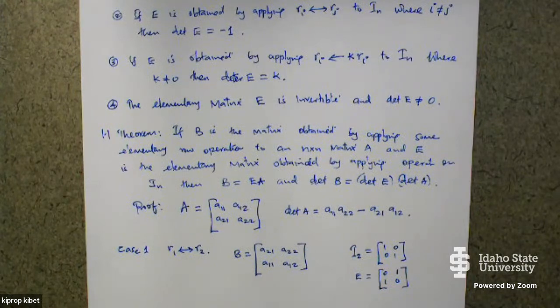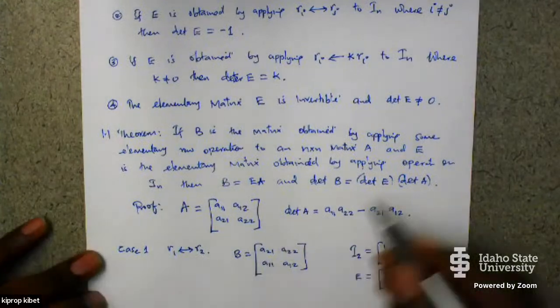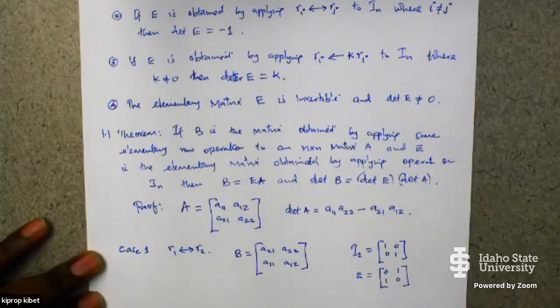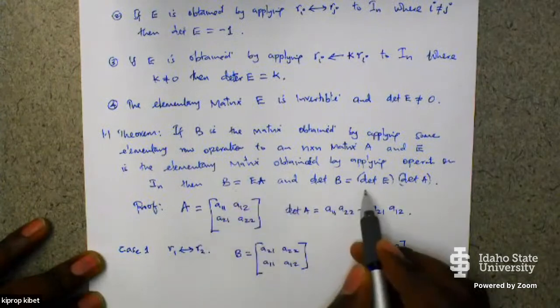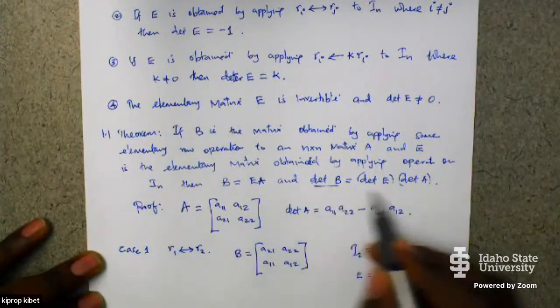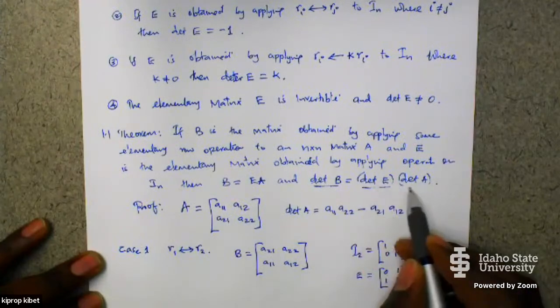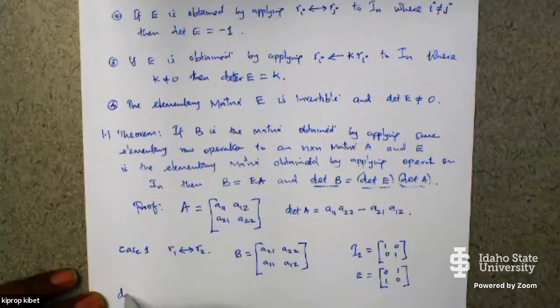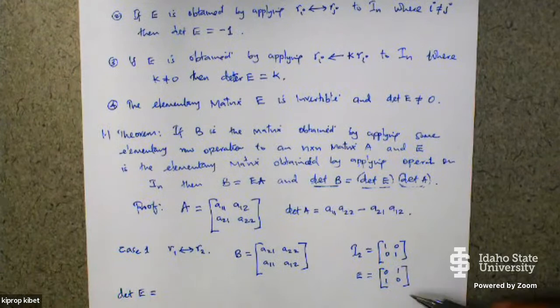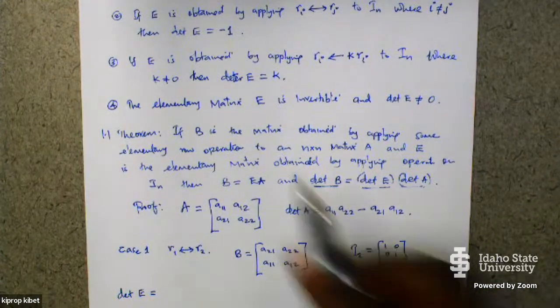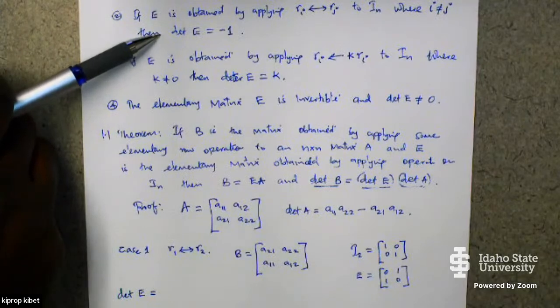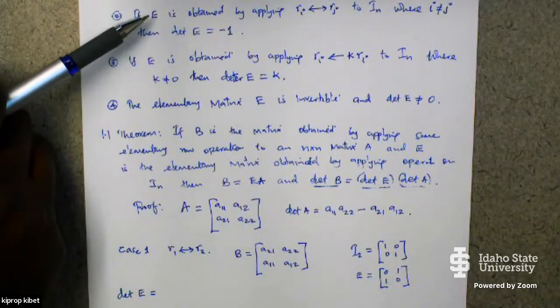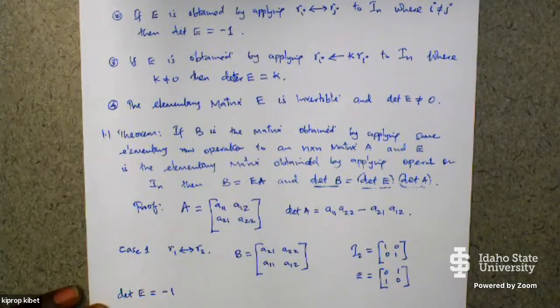Now, let's multiply the B and E. Let's see whether the determinant of B is equal to the determinant of E multiplied by the determinant of A. So let's see the determinant of E here. What will be our determinant of E using this? When we switch, we get -1. So the determinant of E is equal to -1.